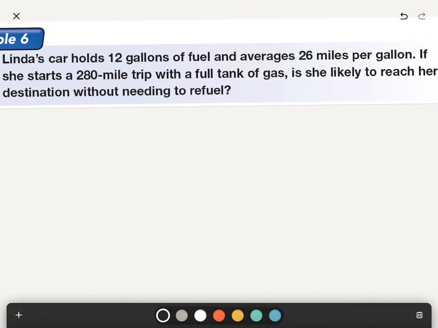Alright, Linda's car holds 12 gallons of fuel and averages 26 miles per gallon. If she starts a 280-mile trip with a full tank of gas, is she likely to reach her destination without running out of fuel?